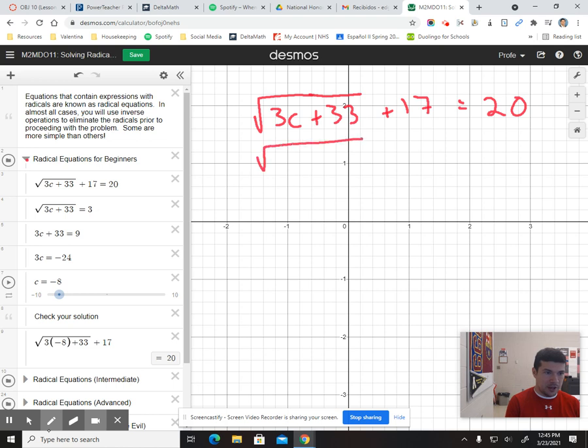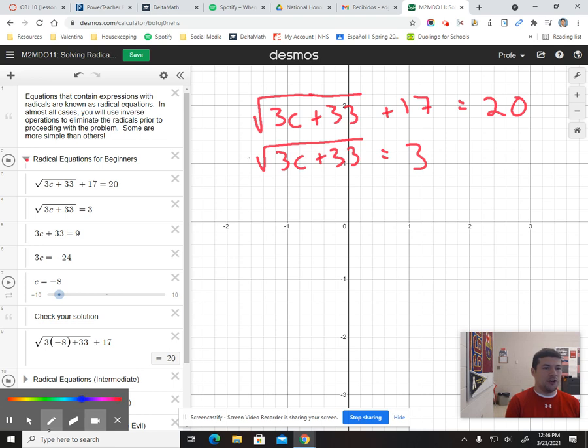So I'll start by saying, well, let me balance out the 17. I'll subtract 17 from both sides. So that's really equal to 3. Okay? Now, by inverse operations, I can say, well, this radical is in my way, so if I square the entire left side and square the right side, I'll get rid of the radical. So I am going to square both sides.